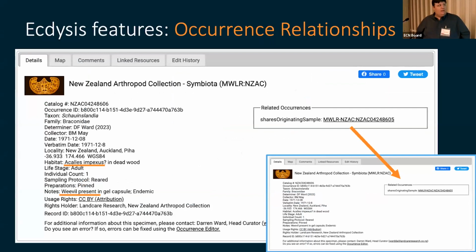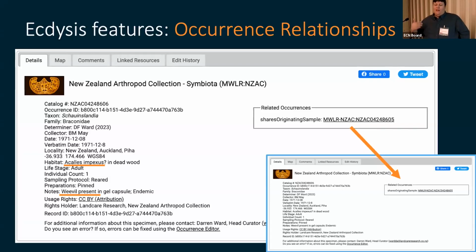Another thing that we've recently built in are a number of occurrence relationship tools. And so here we can see two records from the New Zealand Arthropod Collection. And we see that they've chosen a relationship here called shares originating samples. So we have a number of different relationship types stored in a predefined structured vocabulary. And both of these are braconids that have been reared out of the same weevil. And we can see in the rest of the data that the weevil is actually present in a gel capsule underneath one of those wasps. But if that weevil were a pinned specimen, then we could also create these relationships with that.